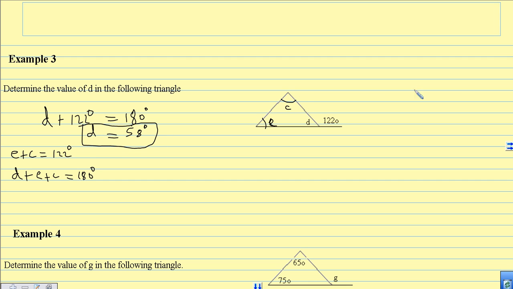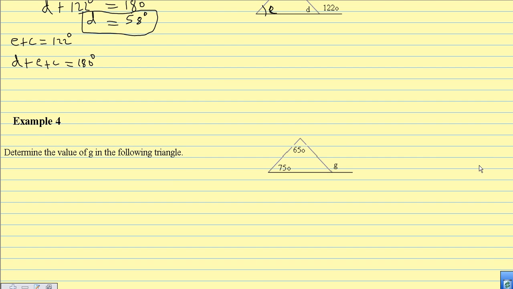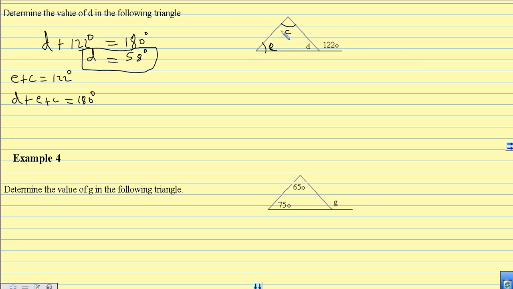Okay? Now let's look at one more example here. Now that I've done that from up there, I knew that E plus C had to be equal to that outside angle. Okay, well, now I can use this part here, E plus C, these two angles here, so that means that these two angles here would have to add up to this outside angle G.